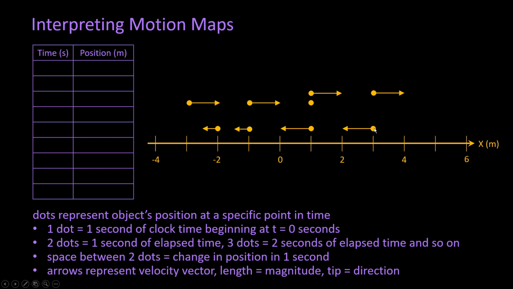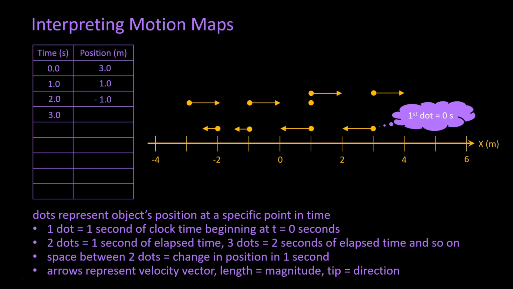So we're just going to go dot by dot and fill in the time and position data. So remember, the first dot is always time equals 0. So we're going to go ahead and put in 0, and it's at position 3. We go on to our next dot, which is going to be 1 second, and it's at position 1. Our third dot is going to be 2 seconds, and it's at position -1. Our fourth dot is going to be 3 seconds, and it's at position -2.